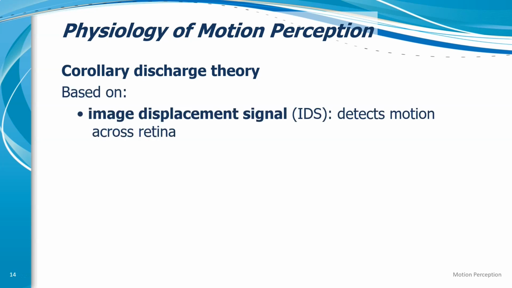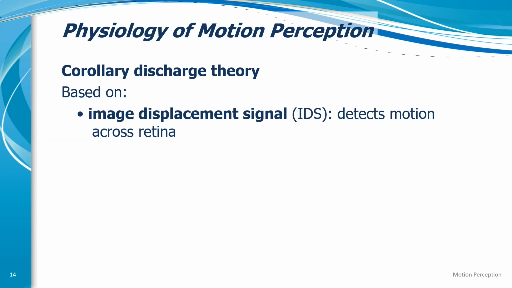One component is the image displacement signal, and it's some kind of mechanism that detects motion across the retina. What kind of proposed neural circuit might we have to detect motion across the retina? Yeah, this could potentially be the Reichardt motion detector. So the IDS could be getting its signals from something very like the Reichardt motion detector.